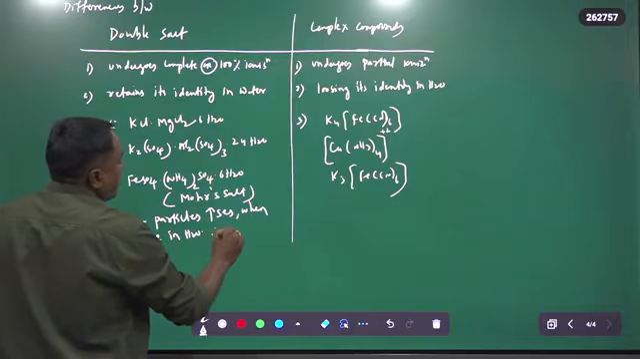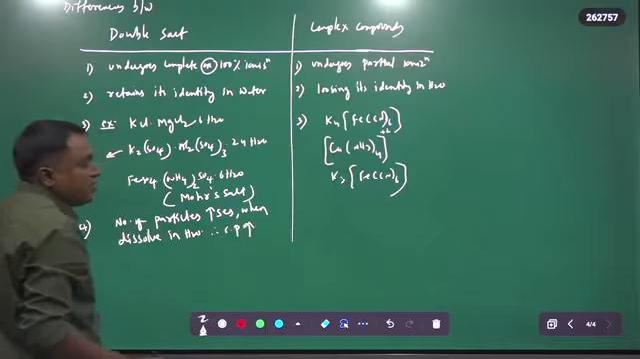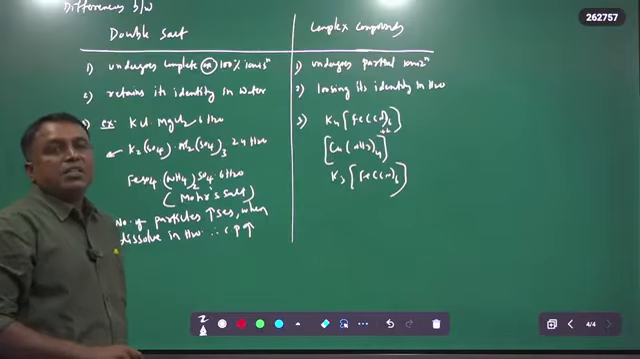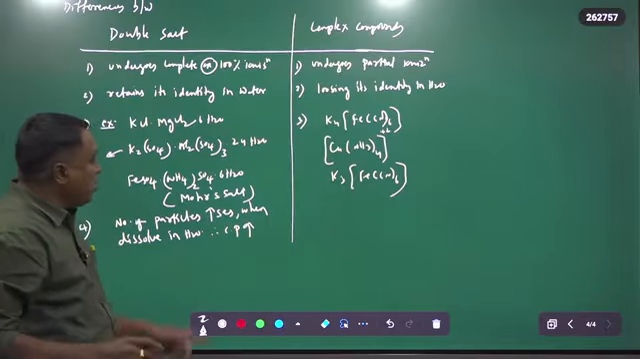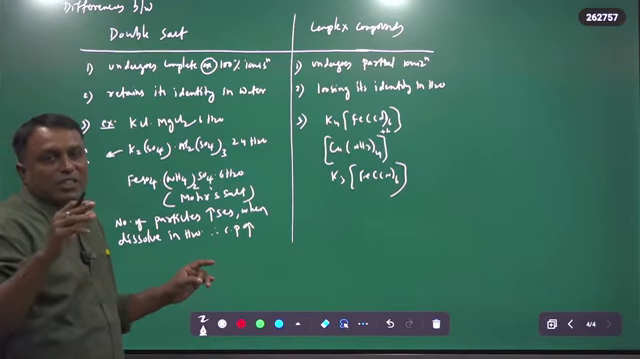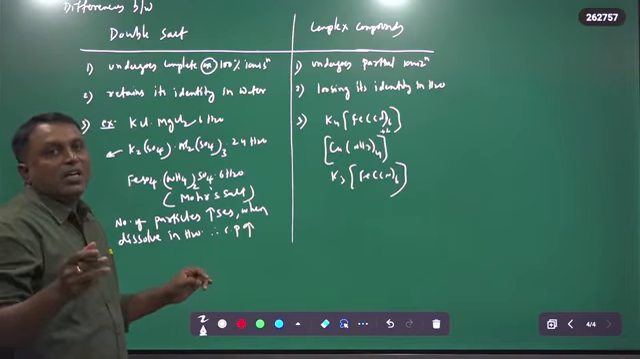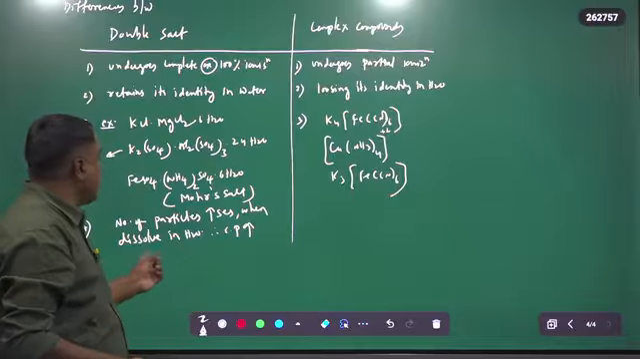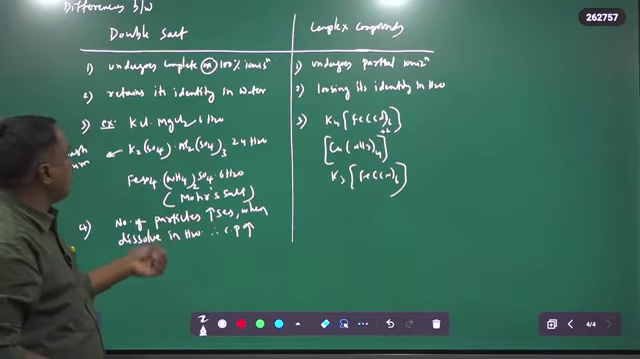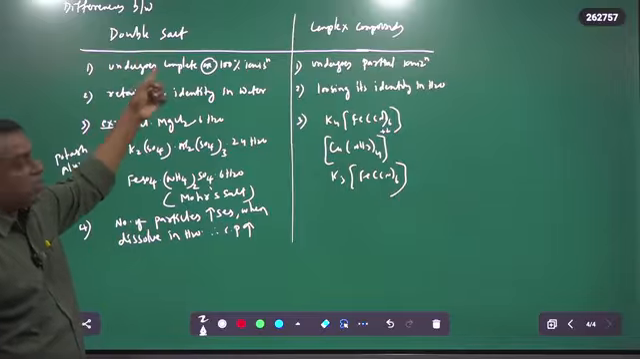Therefore, colligative properties increase in this case. So what is meant by colligative properties? Properties which depend only on the number of solute particles. Here the number of solute particles increases when dissolved in water. That's why colligative properties increase in the case of double salts.